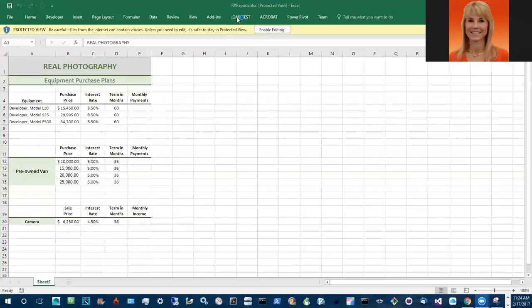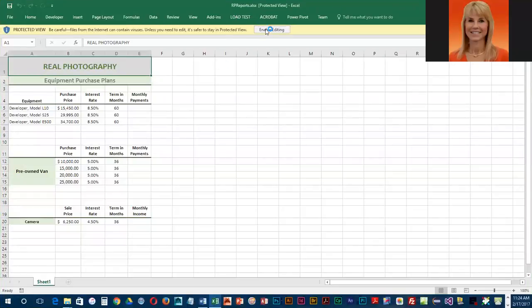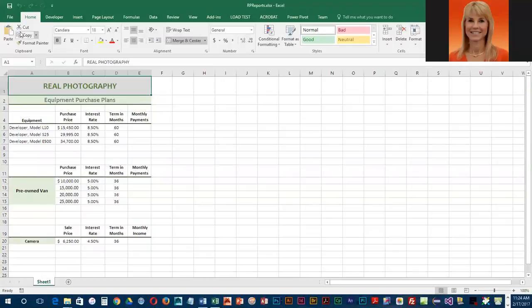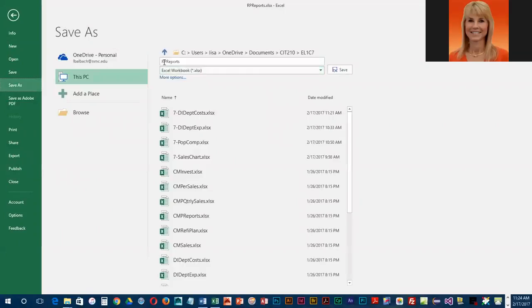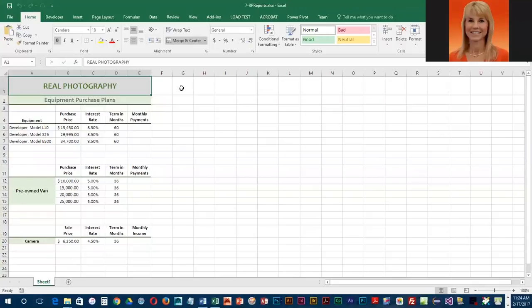So I've opened up our P reports and I'm going to quick save this with a 7 and a dash in the front. And we're going to be calculating payments. So we are going to be using a financial function called payment.